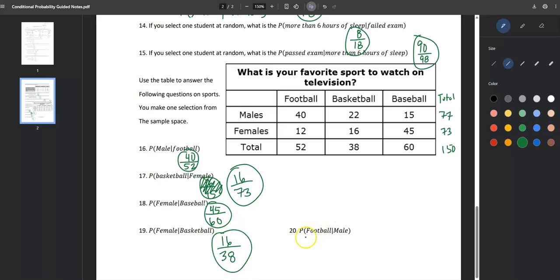And then this last one here, what's the probability of somebody liking football if they're male? I'm looking at just these males, which are 77 males. And out of those 77, which ones like football would be 40. Okay, and that would be my probability of selecting each one of those as you guys go through those.